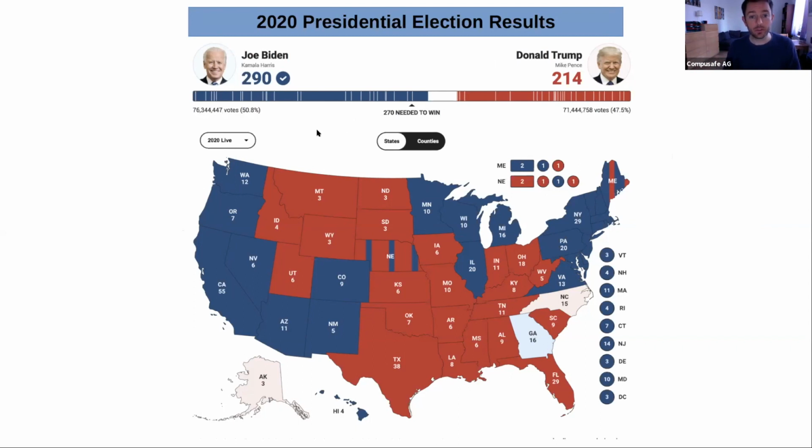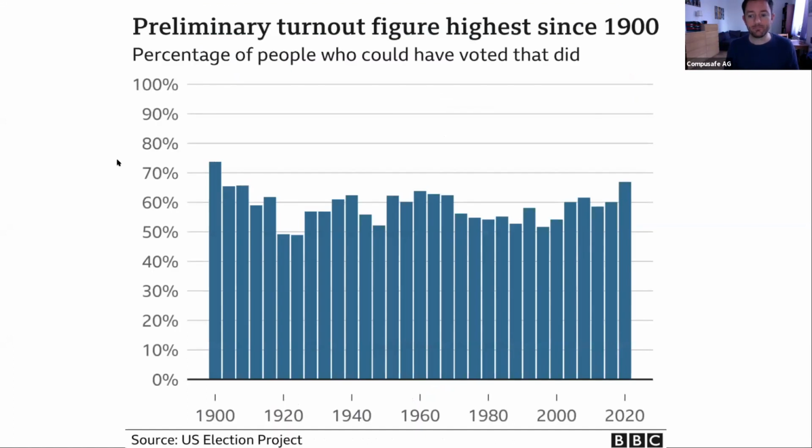But it was very close. Look at this. So Joe Biden had something like 76 million votes, and Donald Trump had something like 71 million votes. So that's like really half the country. It's very, very divided. And we don't have time to go through all these slides, but you can see that more people voted in this election, or a higher percentage voted in this election than any election since the early 1900s. So it's pretty amazing.